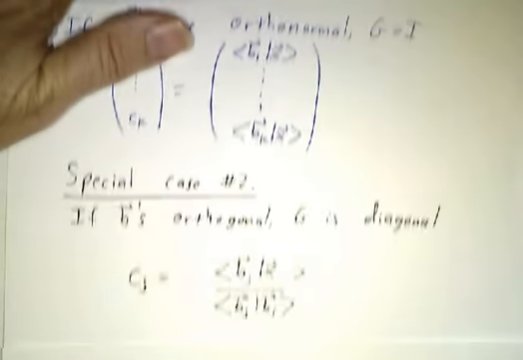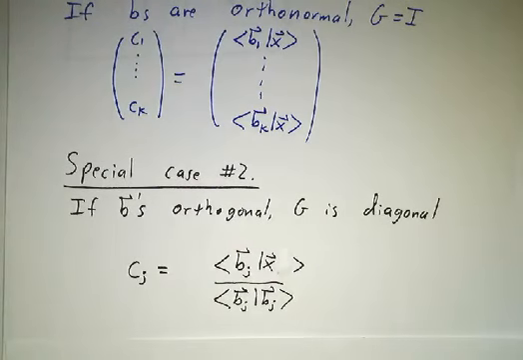Now the next special case is where the vectors are orthogonal but not orthonormal.